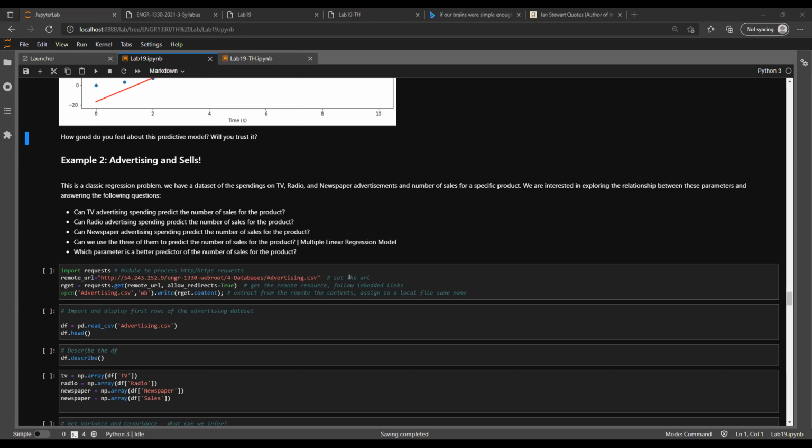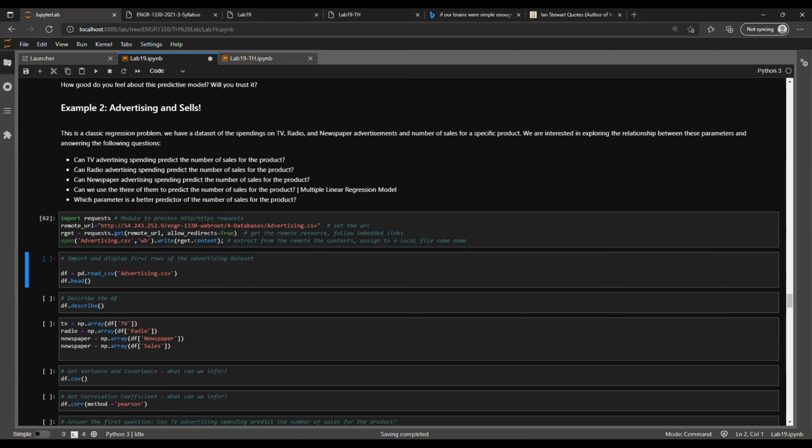Okay, so can TV advertising spending predict the number of sales for the product? Same question for radio and newspaper. Can we use the three of them to predict the number of sales for the product? Which parameter is a better predictor for the number of sales for widgets? Well, let's find out. We've got a CSV. I already ran this, so it should already be there, but we can run it again.